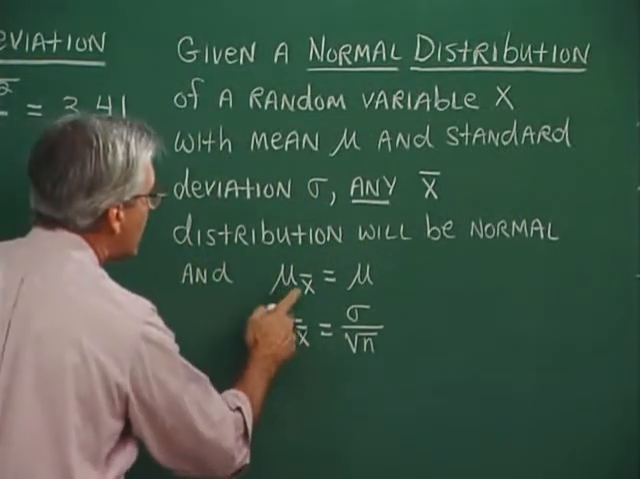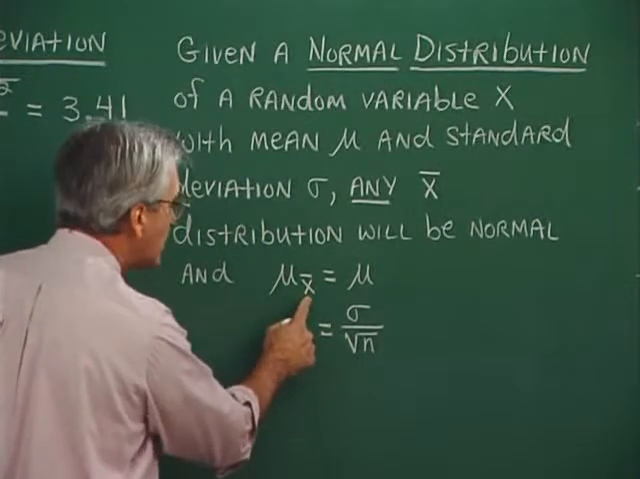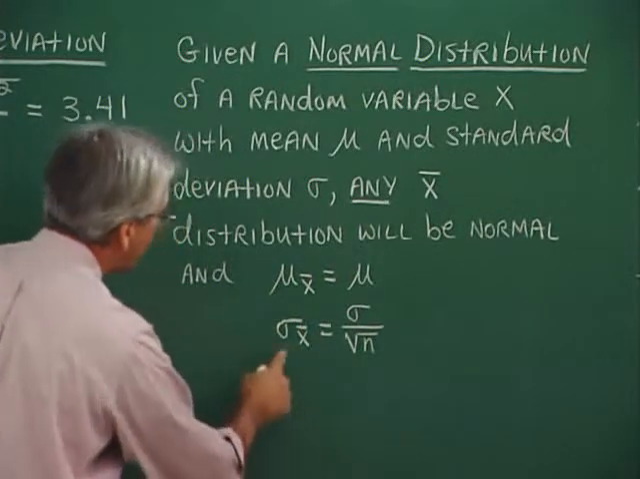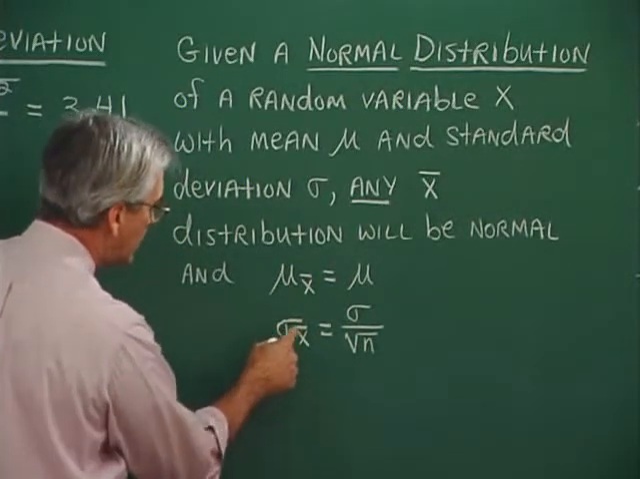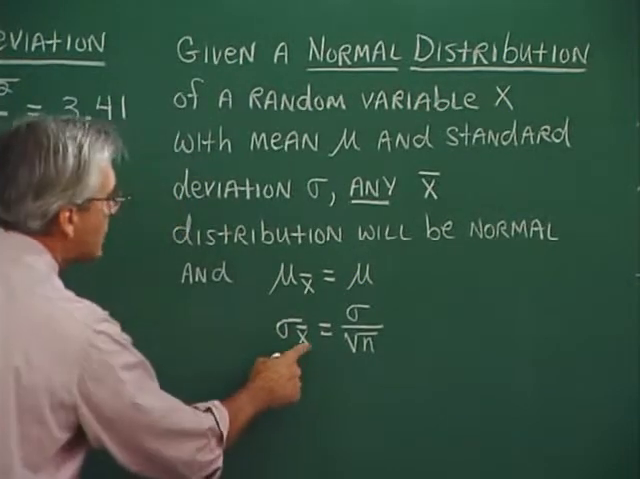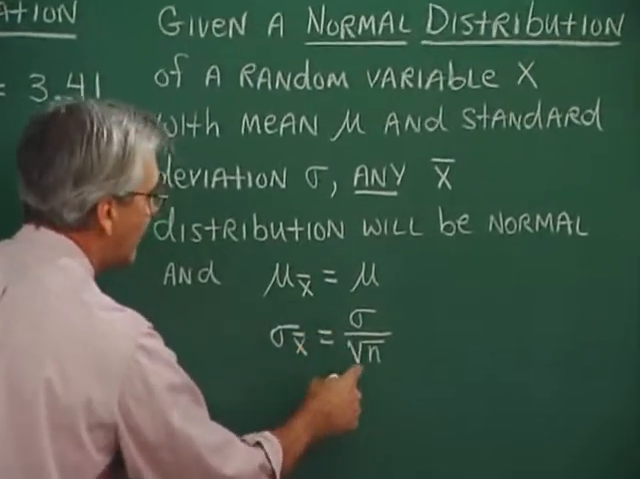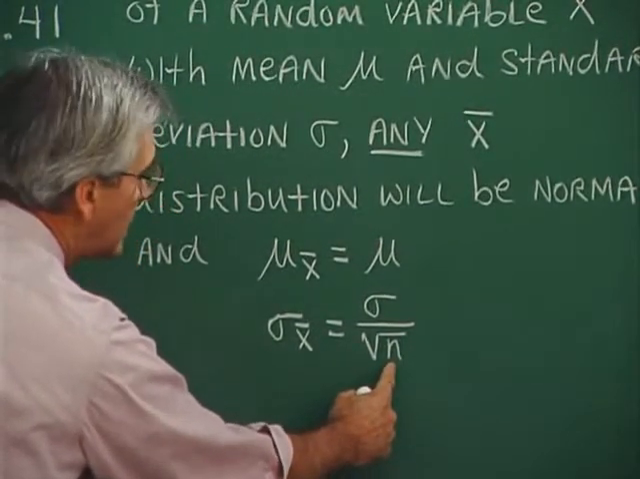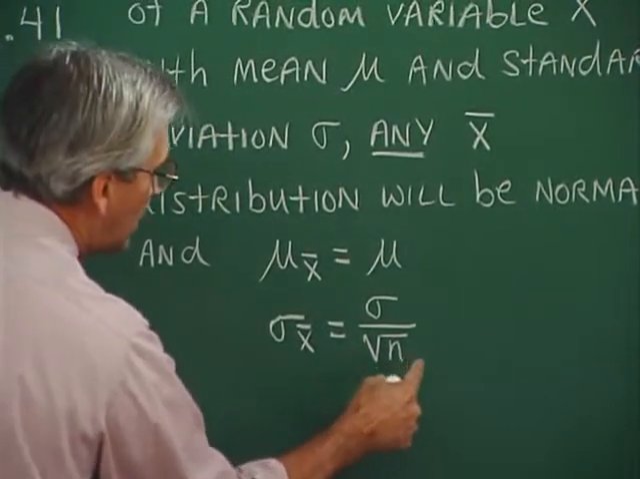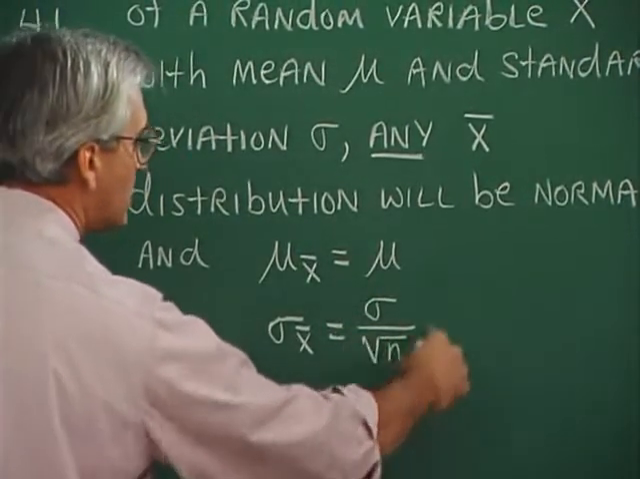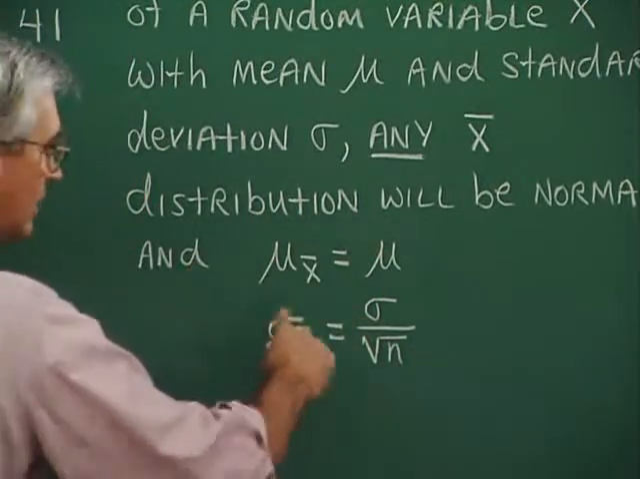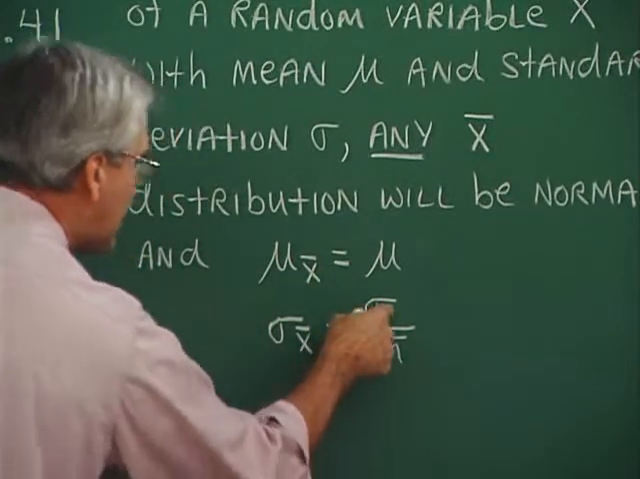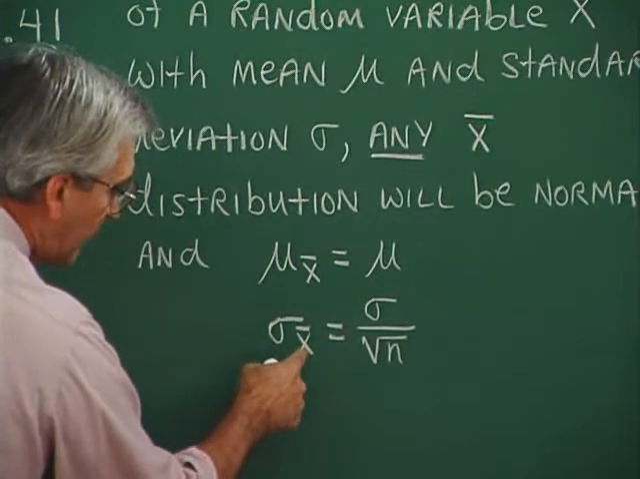And we know that the mean of the x-bar distribution is equal to the mean of the population. We also know, and this is new, that the standard deviation of the x-bar distribution is equal to the standard deviation of the population divided by the square root of n, n being the sample size. So as n gets larger and larger, this value becomes smaller and smaller, as we predicted earlier. But now we have a relationship between the standard deviation of the population and the standard deviation of a sample.